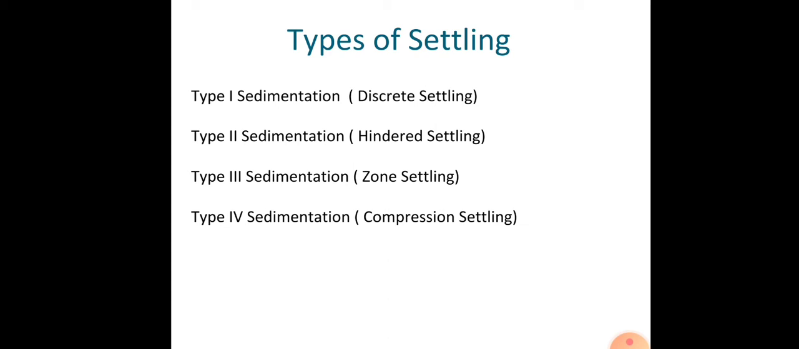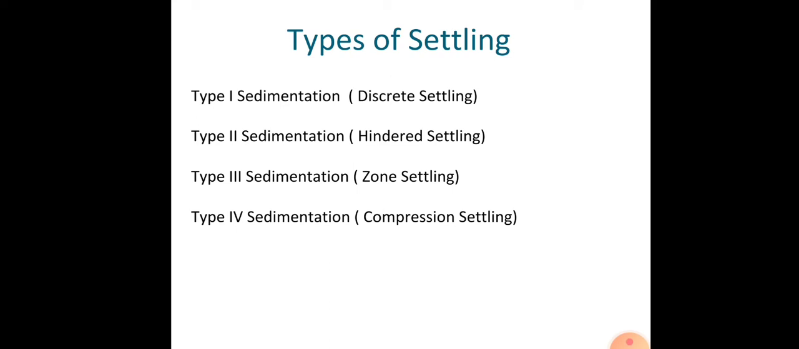The first one we call type 1 sedimentation, also known as discrete settling. Then we have type 2 sedimentation, also called hindered settling. There is type 3 sedimentation, known as zone settling, and then we have type 4 sedimentation, called compression settling.